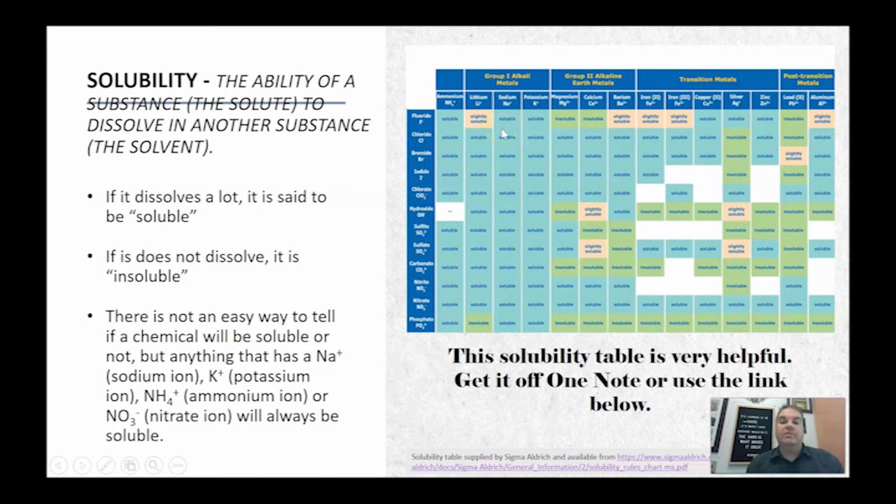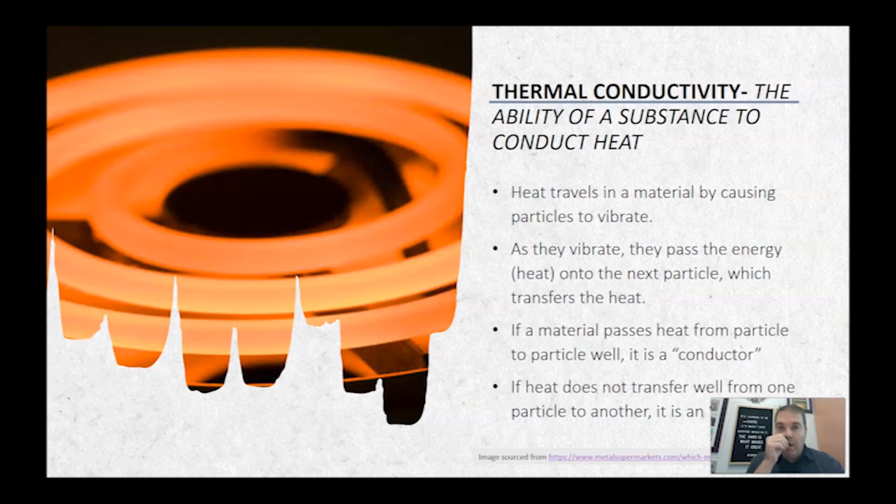So if you're asked about solubility, I strongly recommend you have this solubility table there with you. It'll be really helpful. All right, so solubility is the ability to dissolve in another substance. If we're talking about thermal conductivity, it's the ability of a substance to conduct heat.